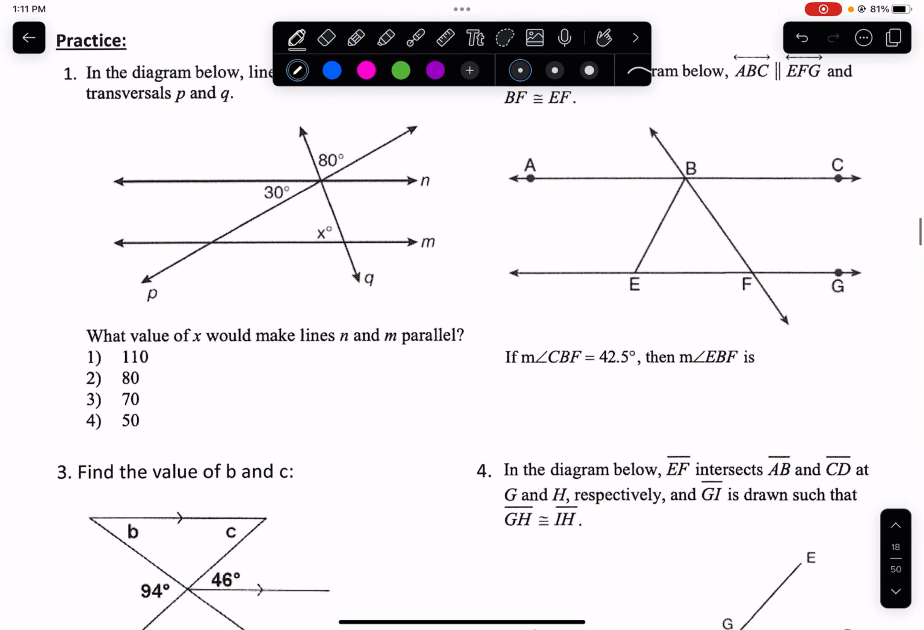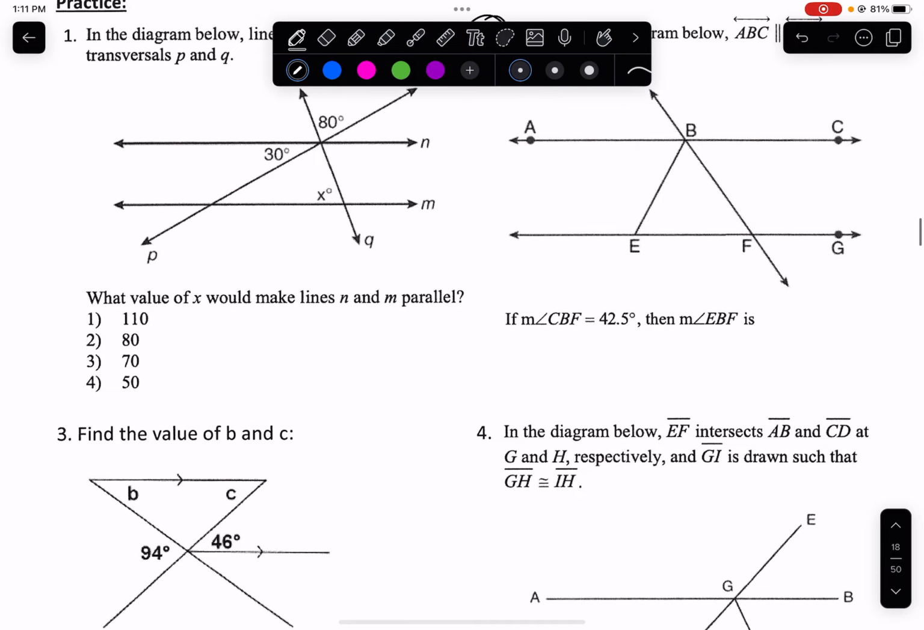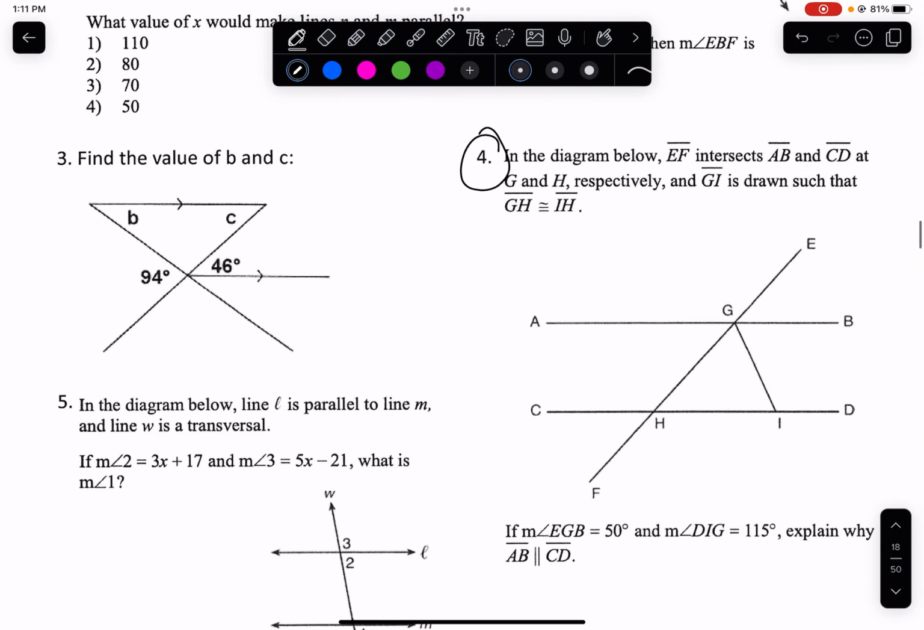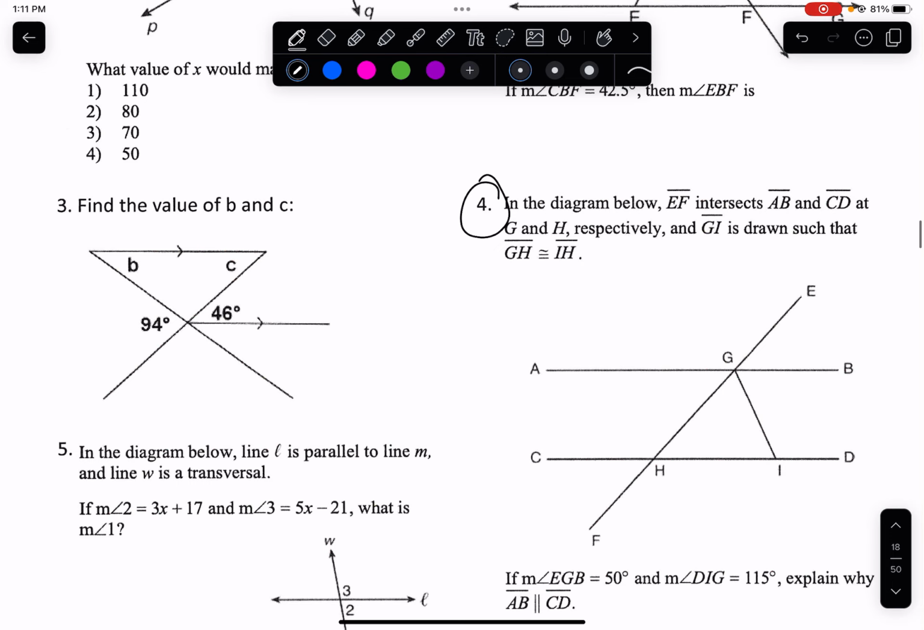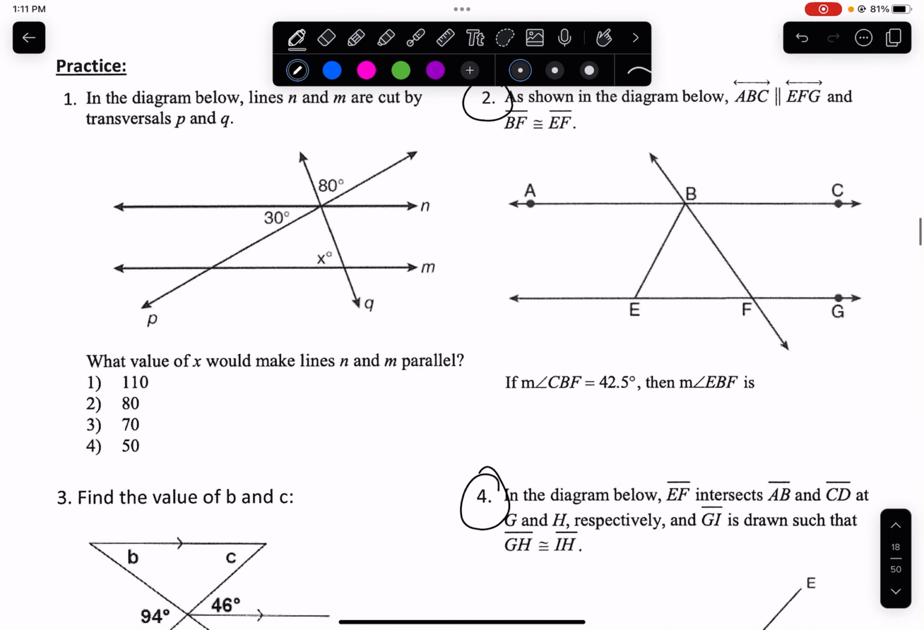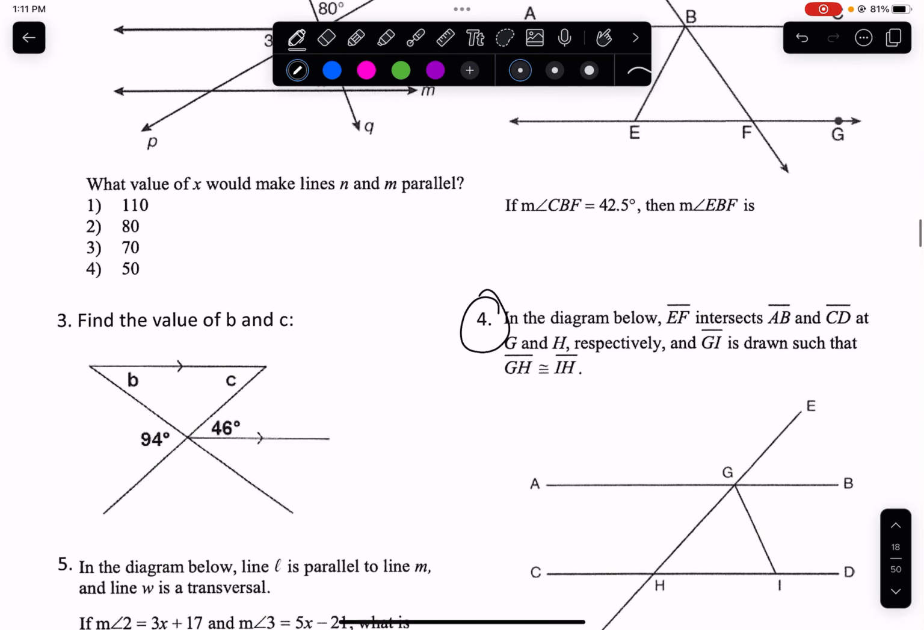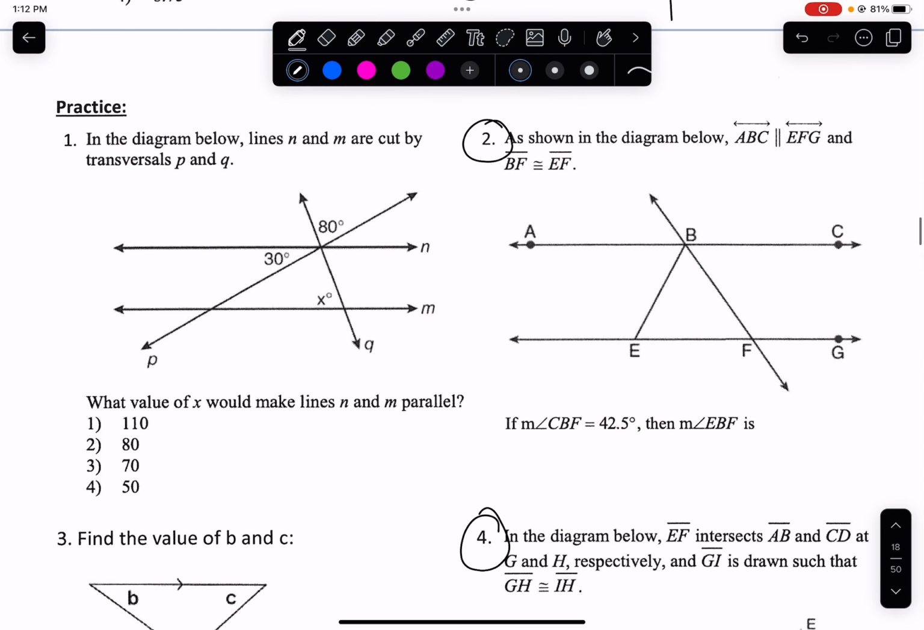So for this practice, numbers 2 and 4 are challenge because we have not really gone into isosceles triangles yet. So let's focus primarily on 1, 3, and 5. So on 1, 3, and 5, they're asking what value of x would make lines n and m parallel. So we want that pattern to be true.